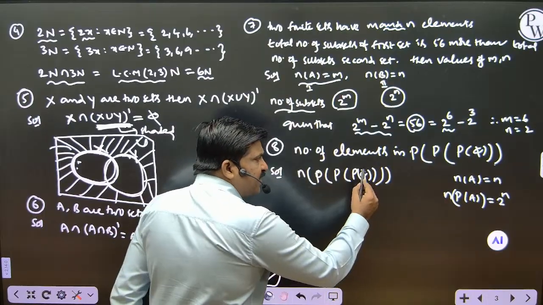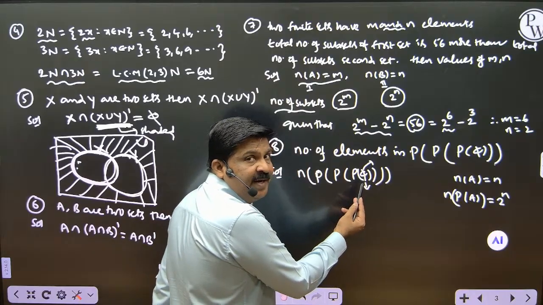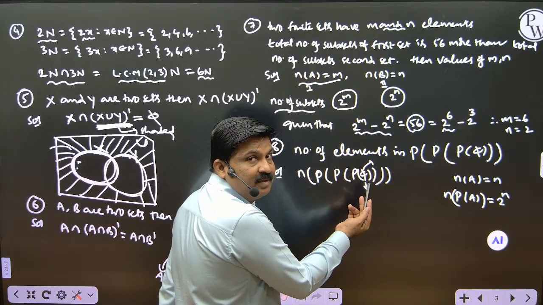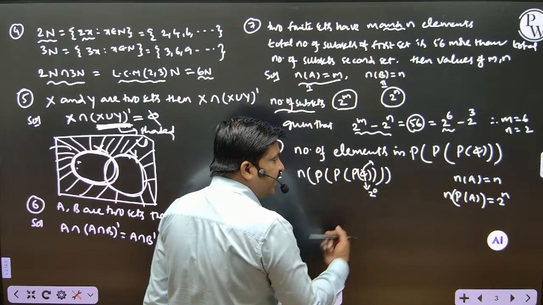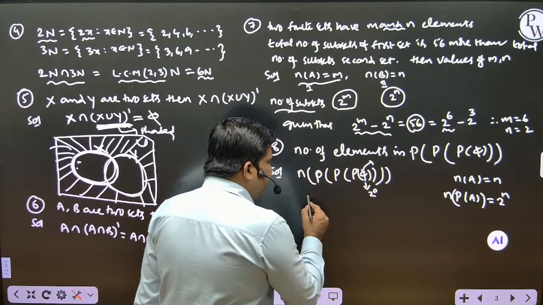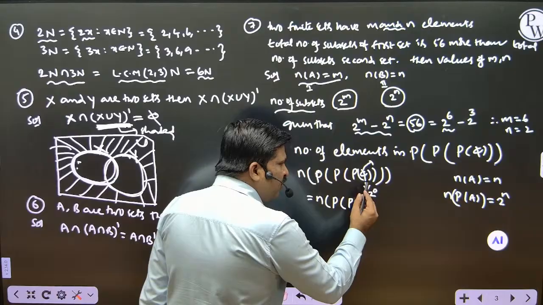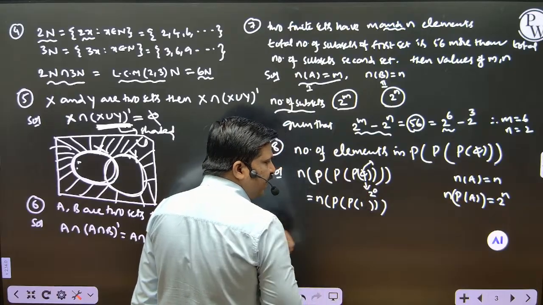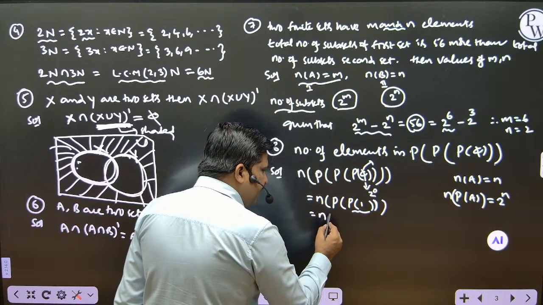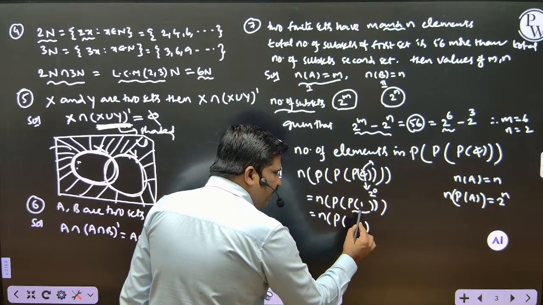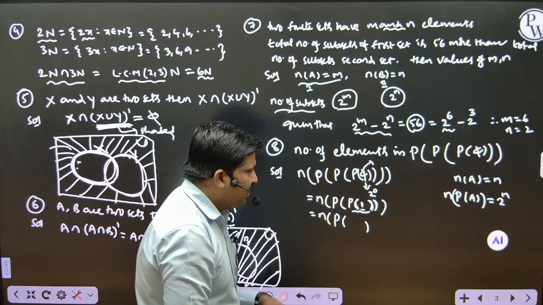So what is the set here? Here the set is a null set. How many elements does it have? 0 elements. That's why the number of power sets is 2 power 0, which gives 1. So now again n of P of that, which is the power set containing how many elements? 1 element.